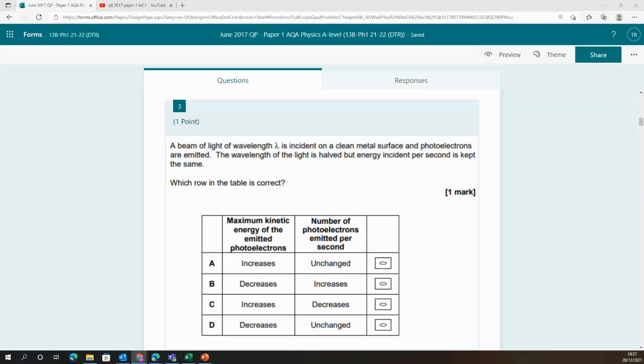The second one is linked to the idea that the energy incident per second is kept the same. If it's kept the same, we've got half as many photons. Now, one photon releases one electron. If we've got half as many photons, then we will release half as many electrons. The number of electrons emitted per second will fall because the energy is kept the same. So we have a much lower number, about half as many photons incident per second. So the answer for that one must be C.